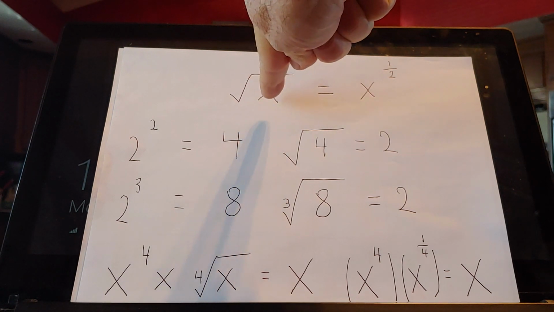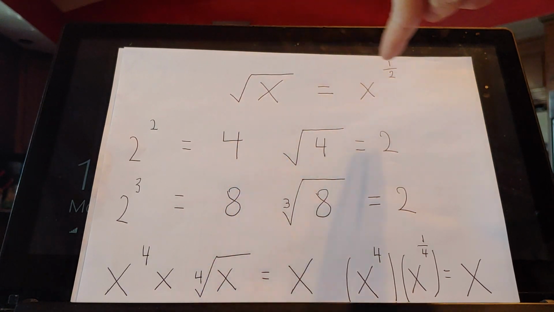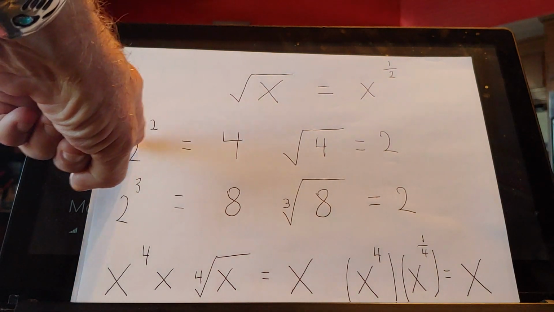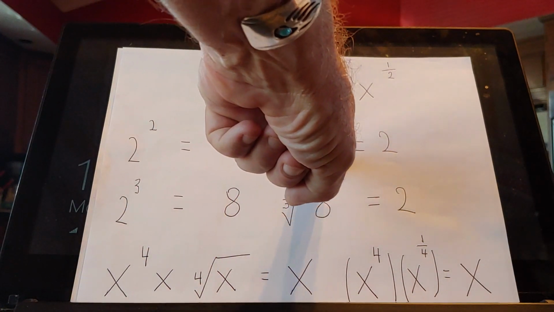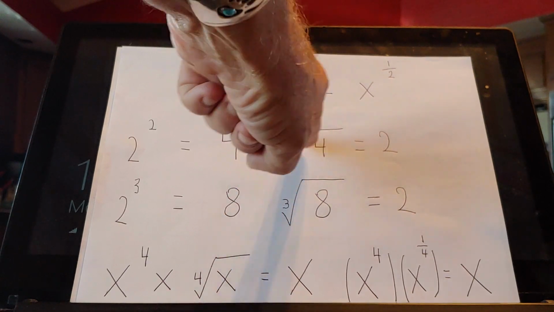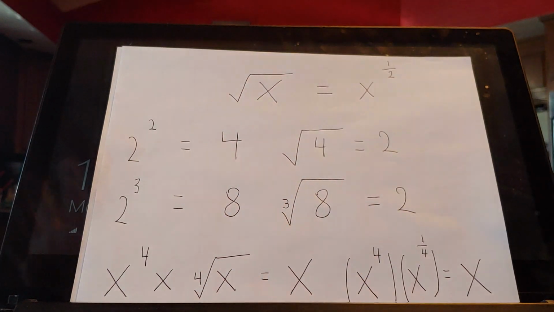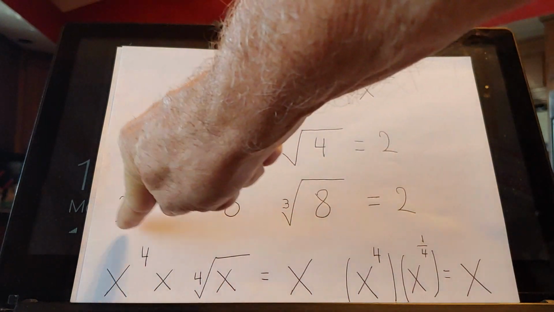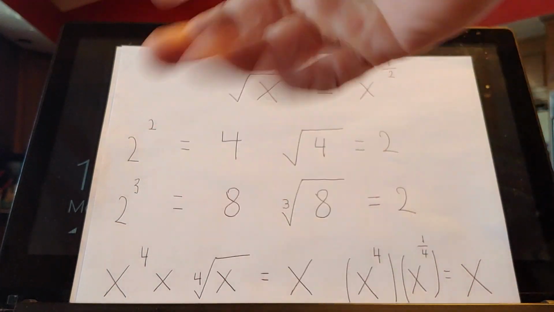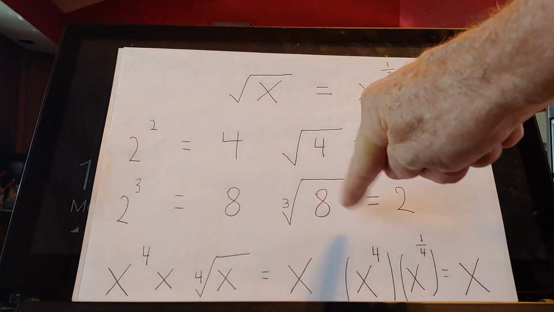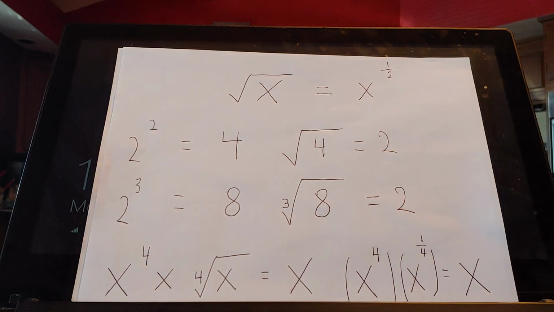But anyway, if we have an x underneath the radical sign, that's the same thing as x to the half. So we have 2 squared equals 4. The square root of 4, we don't write the 2 when it's a 2. That's a 2, because 2 times 2 is 4. And when it comes to 2 to the third, 2 times 2 times 2 equals 8. Well, the third root of 8 is 2. So that's how they use those symbols.